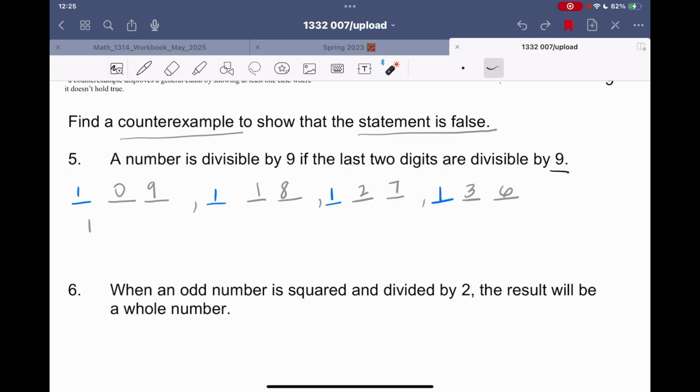So it's saying that all these numbers are supposed to be divisible by 9 if the last 2 digits are divisible by 9. Is 09 divisible by 9? Yes. But is 109 divisible by 9? No. Let's see. Is 18 divisible by 9? Yes. But is 118 divisible by 9? So in this case, we know that first example is false. Is 118 divisible by 9? No. So this is also another false claim.